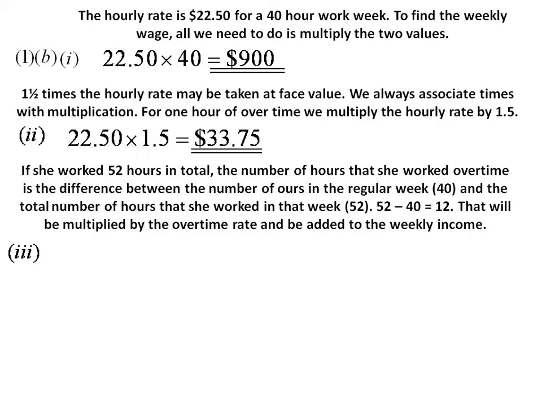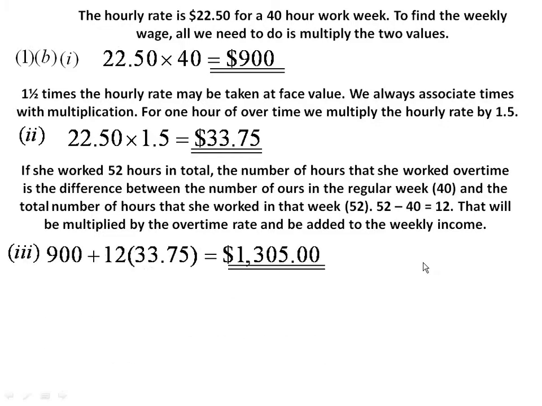The number of hours that we have calculated for the overtime will be multiplied by the overtime rate. And of course, we know that the regular wage for the week is $900. So those $900 will represent all of the hours that she worked regularly, and then we'll add the overtime, which is 12 multiplied by the overtime rate. So there we have $900 plus 12 times the overtime rate, and that gives $1,305.